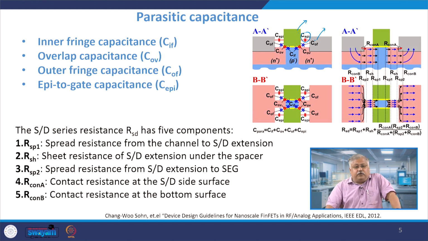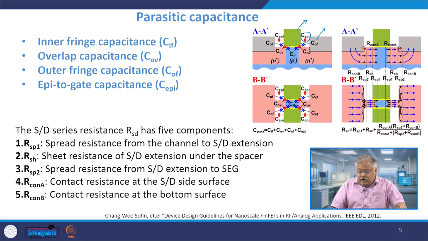as a spread resistance from channel to source drain extension, referred to as RSP1, then the sheet resistance of source drain extension under the spacer, then spread resistance from source drain region to the SEG, and there are contact resistances of A and contact resistance of the bottom surface. So, top surface and bottom surface. I will explain each one of them individually to give you an idea about what these values are.